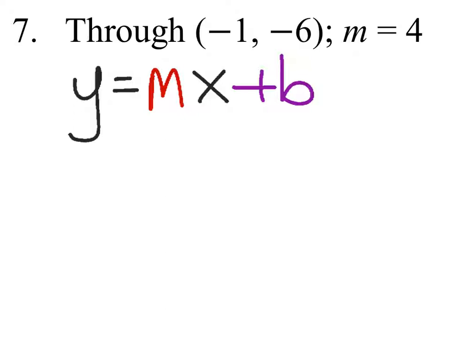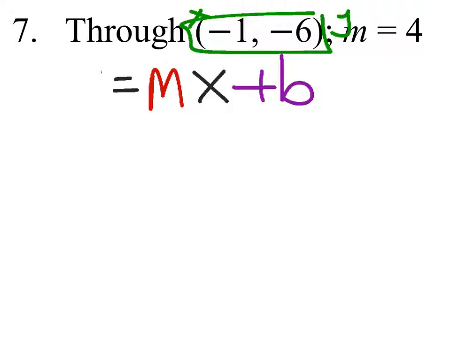Well, it just told us a value of x and y that are on the line up here. Negative 1 is the x value, negative 6 is the y value. So what this means is in the equation right here, I can replace the y with that same y value, in this case negative 6, and I can replace the x value with the x value given in the point, which is negative 1.